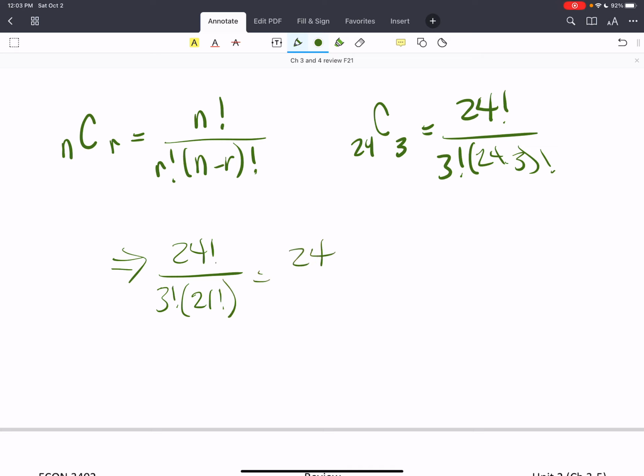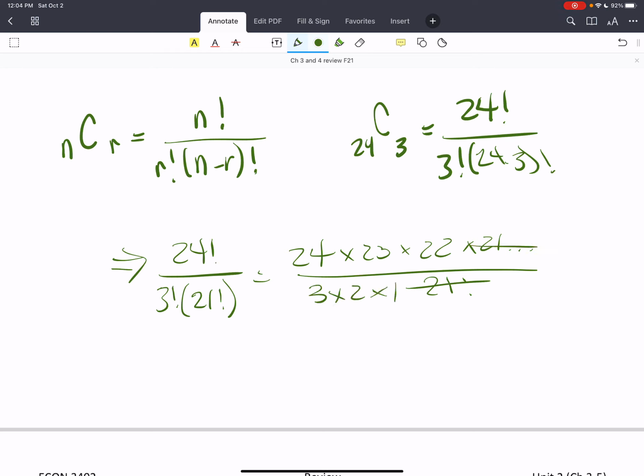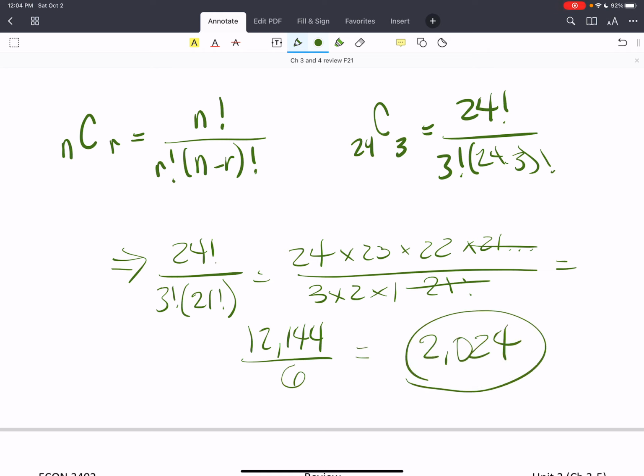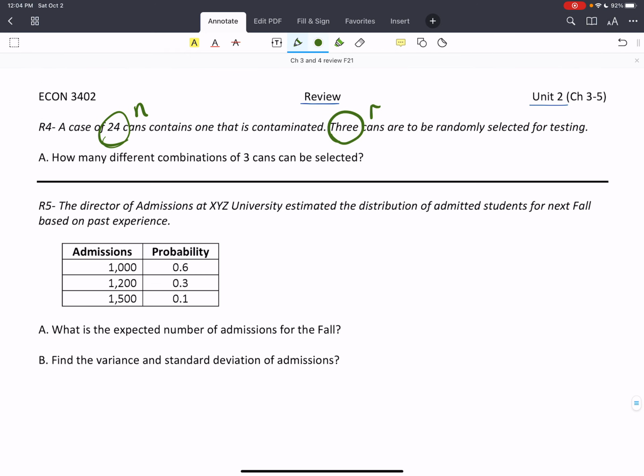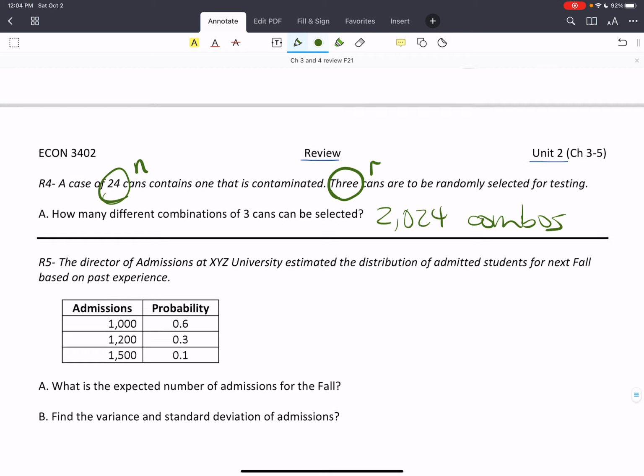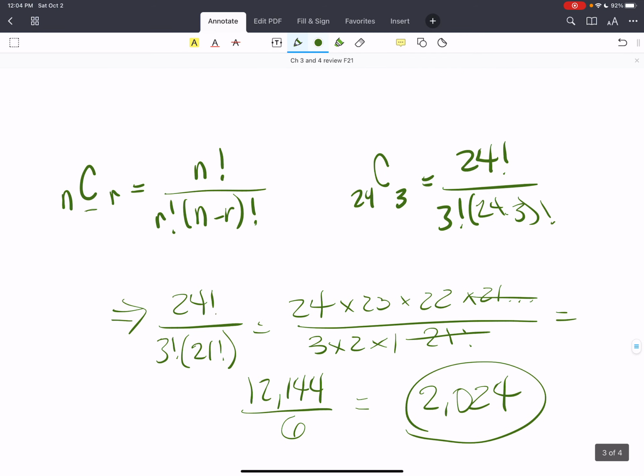Okay, so this is 24 times 23 times 22 times 21 dot dot dot, right? But that 21 factorial will cancel out with those. We're left with 3 factorial, so 3 times 2 times 1. So this is 12,144 divided by 6, or there's 2,024 different combinations of 3 cans that would be randomly tested. So we would have 2,024 different combos, okay? Because again, order doesn't matter on this one, so that's why we're using the combination formula.